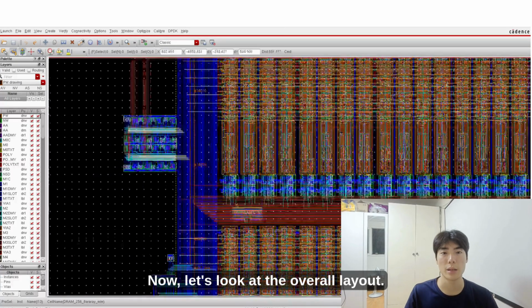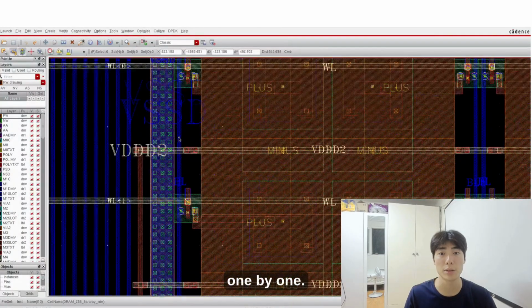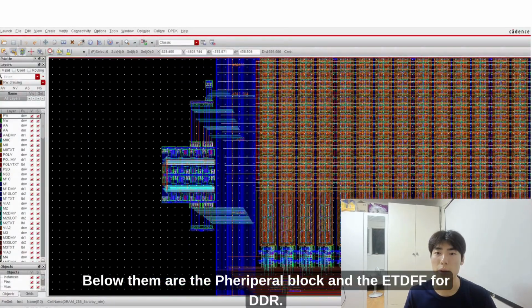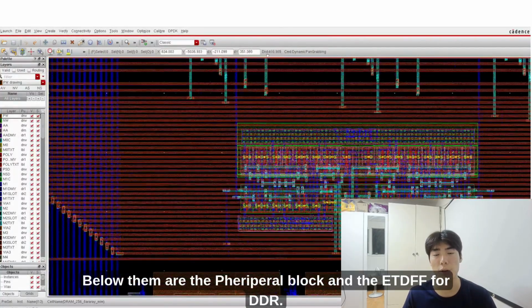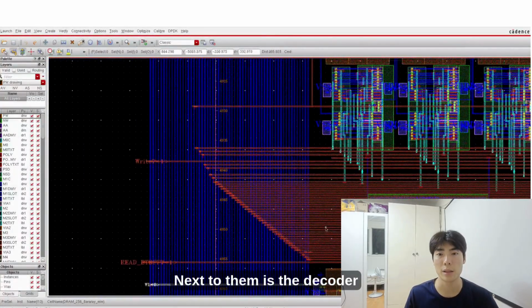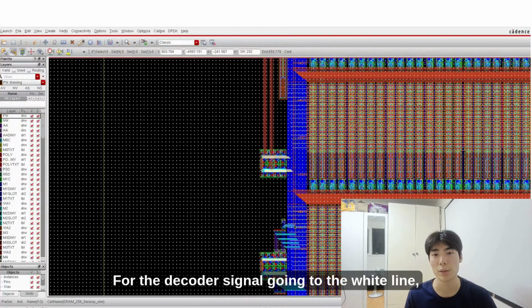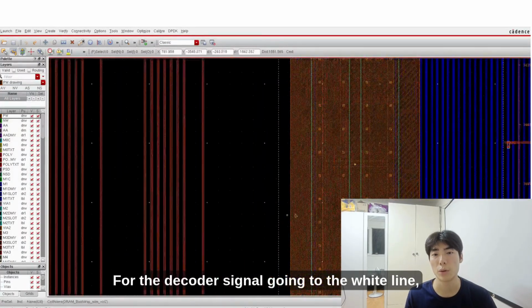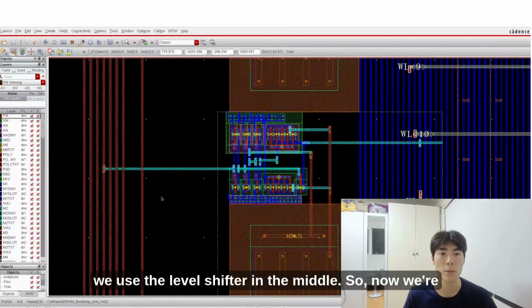Now, let's look at the overall layout. You can see that the cells using MIM caps are located one by one. Below them are the Fairfield block and the ETDFF for DDR. Next to them is the decoder that controls all banks and arrays at once. For the decoder signal going to the word line, we use the level shifter in the middle.